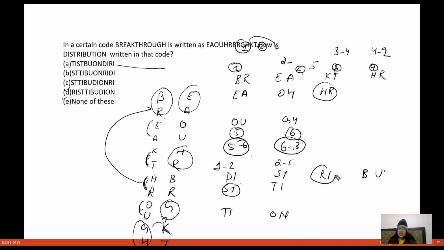Now this ri, so this is third. I will replace this with the fourth one. So what is the fourth one? Bu. Again, both of these are still in the race. Now this TI, this is 5, 6. I will replace this with ON, so I get ON here.